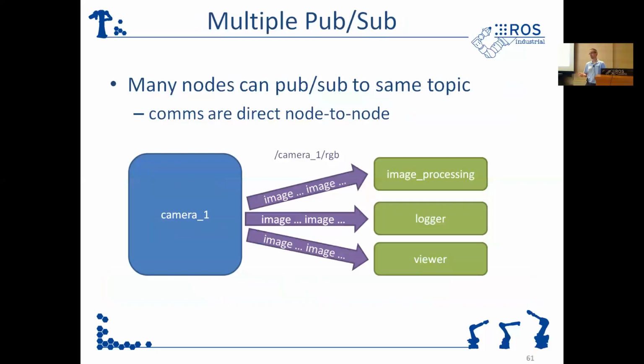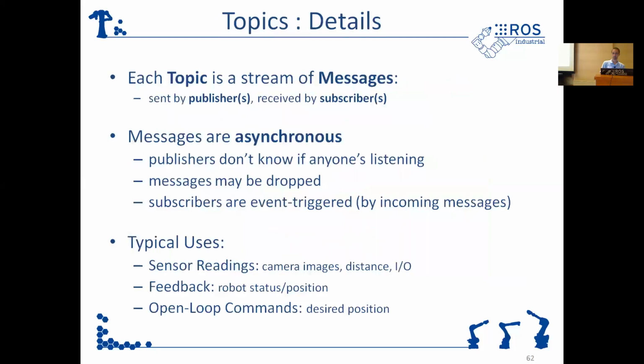There's this idea of multiple publishers and subscribers. So many nodes can publish and subscribe to the same topic. For example, a camera driver produces one topic with an image, but then there can be multiple nodes that subscribe to that. So you end up with 3 links between your one camera node and the 3 different nodes that want to subscribe to that image. So each topic is a stream of messages sent by publishers and received by subscribers.